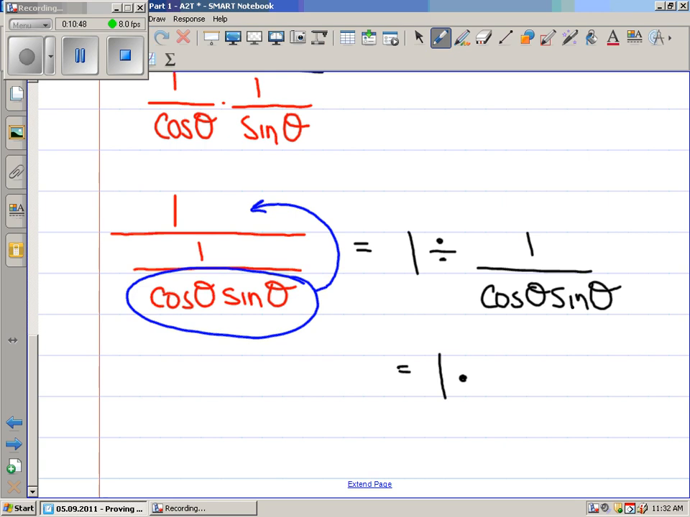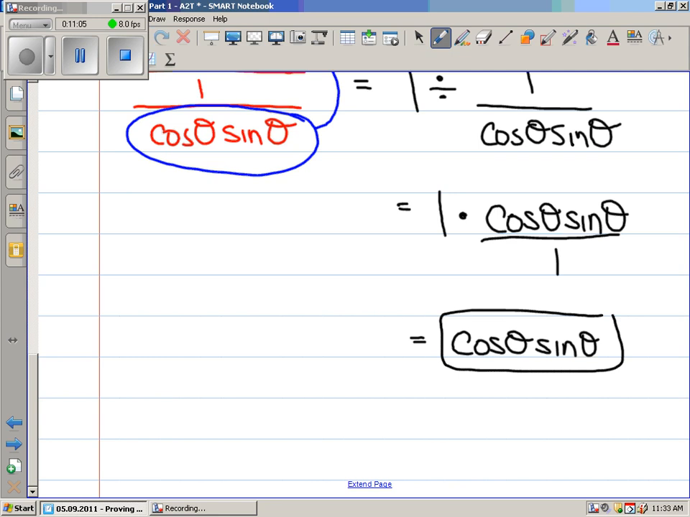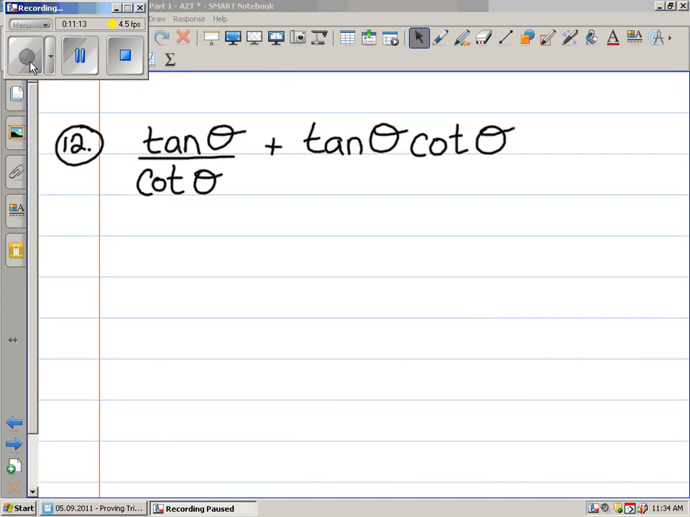Keep, change, flip. And so that's why it flips to the top. And if you get really, really good at this, you don't have to do these extra steps. You can just flip it automatically, and it will save you some time. You just got to be careful when you use it. Piece of cake. One more to go. Let's do this.